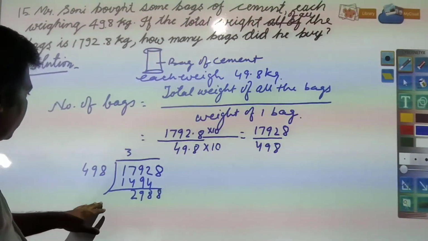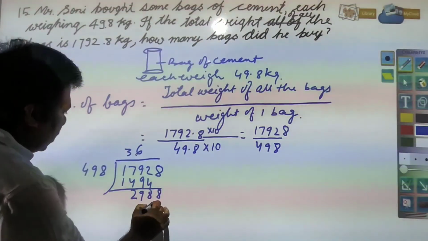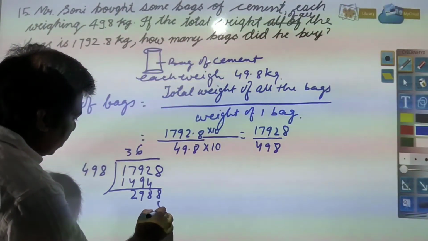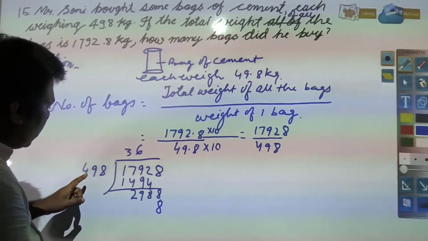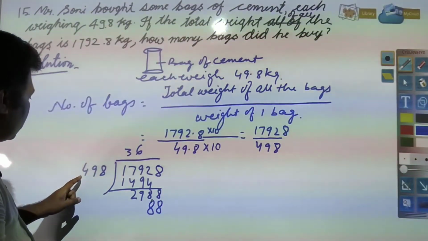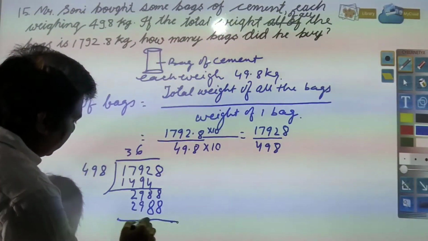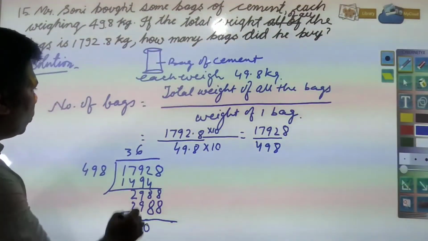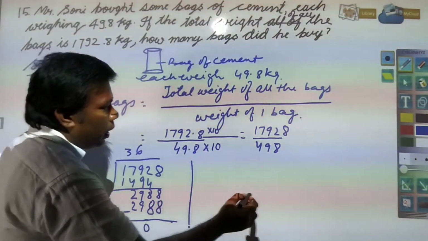Now you see how many times it will go. 6 times you try. 6 8s are 48, 6 9s are 54 and 4 is 58, 6 4s are 24 and 5 is 29. Now you subtract, you will get 0. So the number of bags will be 36. So you will write your answer.